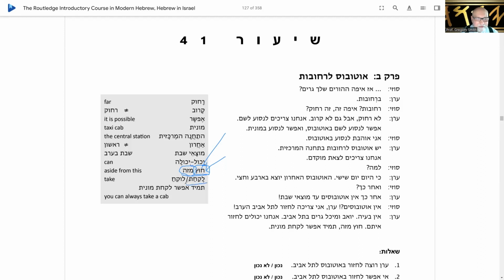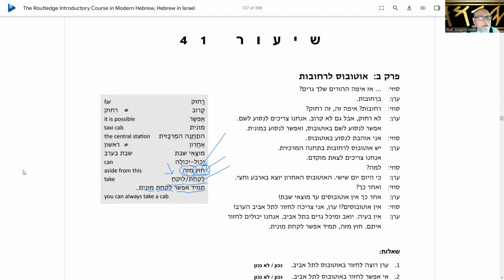Lakachat. And then Lakachat, which is to take. And then we have the various forms of taking. Let's see here. Tamid efshar lakachat monit. So you can always take a cab. All right. So that's our vocabulary.